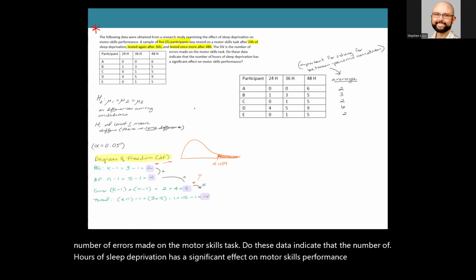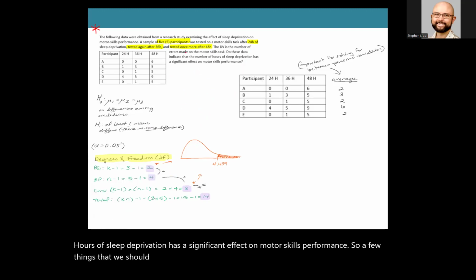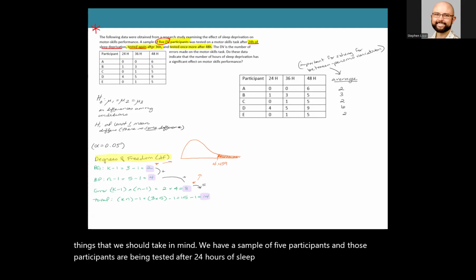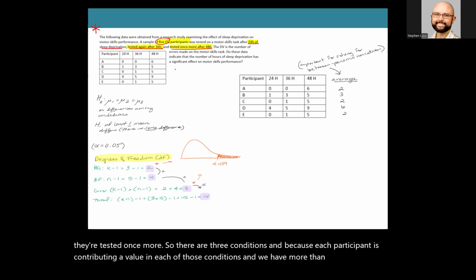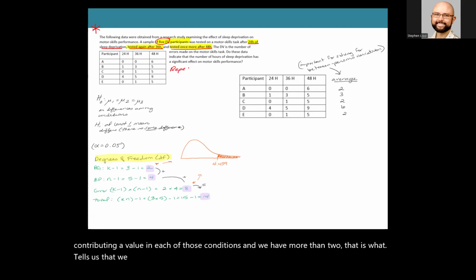So, a few things that we should keep in mind. We have a sample of 5 participants, and those participants are being tested after 24 hours of sleep deprivation. They're tested again, and they're tested once more. So there are 3 conditions. And because each participant is contributing a value in each of those conditions, and we have more than 2, that is what tells us that we need to use a repeated measures ANOVA.